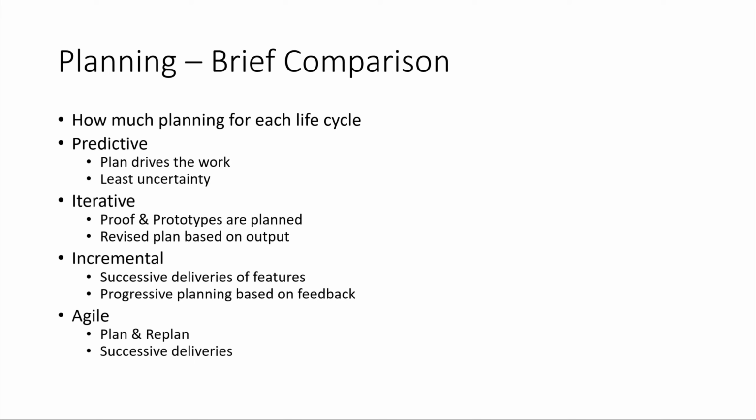In iterative approaches, prototypes and proofs are also planned, but the outputs are intended to modify the plan created in the beginning. Earlier reviews of unfinished work help inform the future project work. Meanwhile, incremental approaches plan to deliver successive subsets of the overall project. Teams may plan several successive deliveries in advance or only one at a time. The deliveries inform the future project work. Agile projects also plan. The key difference is that the team plans and replans as more information becomes available from review of frequent deliveries. Regardless of the project life cycle, the project requires planning.